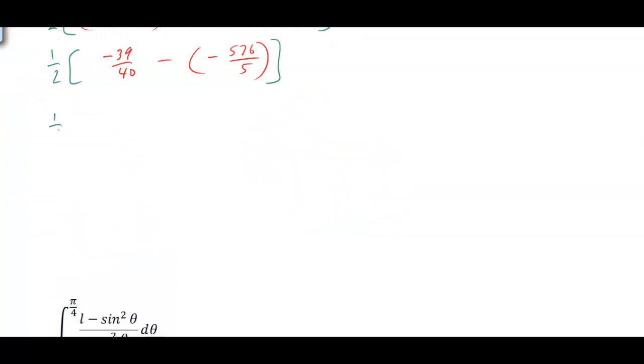So we'll continue to bring this down. And we have the -39/40 minus a negative, so that will turn into plus. And you should get 4,569 over 40. And you'll notice a lot of times your book or the assignment may show large fractions, but you could certainly use a decimal here. So if we multiply this out times the 1/2, we would end up with 4,569 over 80.